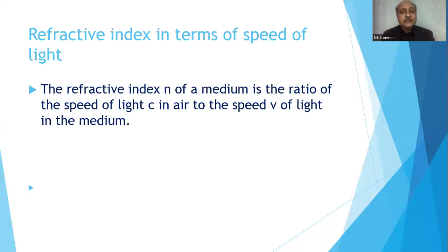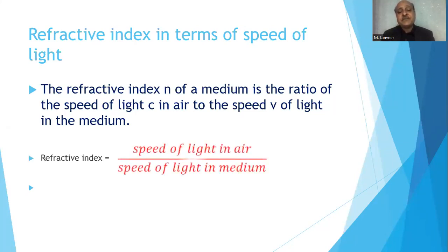You have to measure speed of light in both media and divide them, then you will get the refractive index. Speed of light in air divided by speed of light in medium will also give the same answer. So formula for refractive index will be n equals C over V, where C is speed of light in air and V is speed of light in medium. Medium means glass, diamond, water, any other medium.